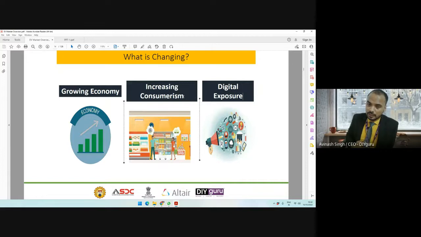Increasing consumerism has been a trend. Just think personally as well. If I go to a small mall in the morning to buy bread, I end up buying other things apart from that bread, right? I will see a jam, I will see a juice, I will see something else, and that tendency to buy more is there in people's minds. So consumerism has increased a lot.